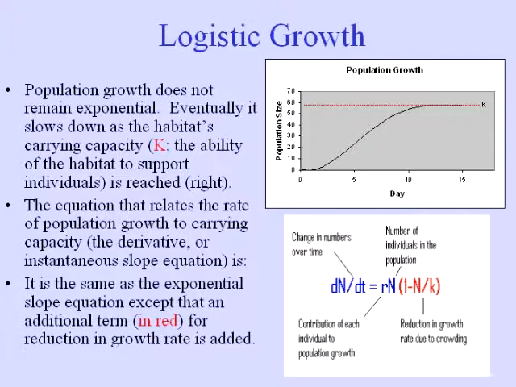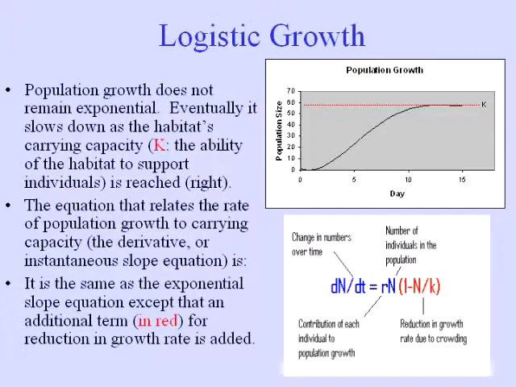So if we look at the equation that relates the rate of population growth to carrying capacity, we can write it like this. Again, dN over dt means change in numbers over time in a population. This is going to be equal to the intrinsic rate of growth, which can also be described as the contribution of each individual to population growth, times the number of individuals in the population, N.